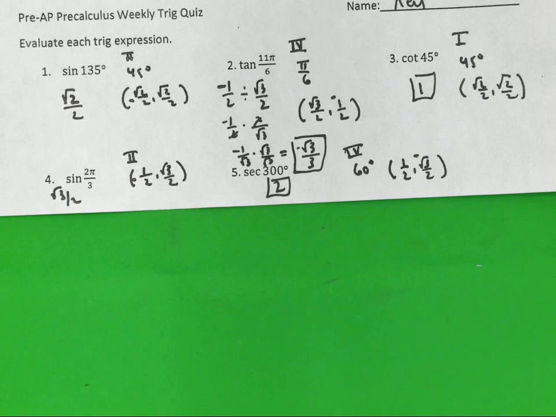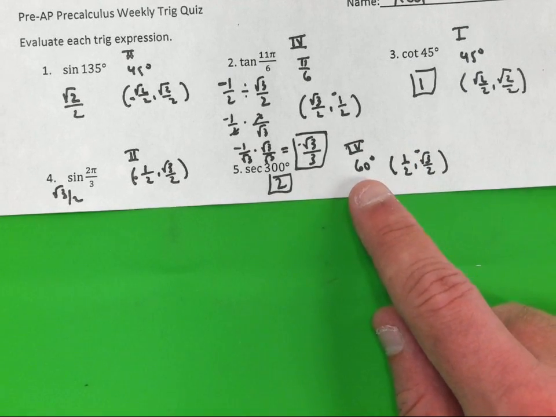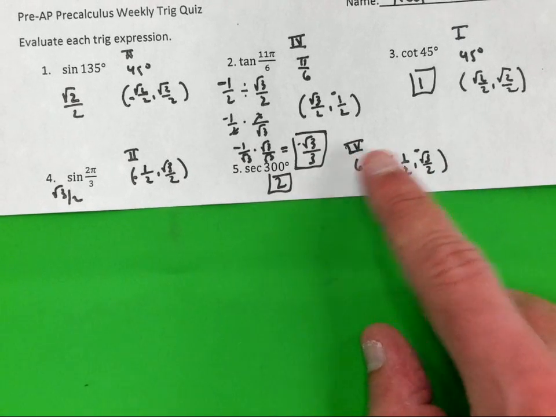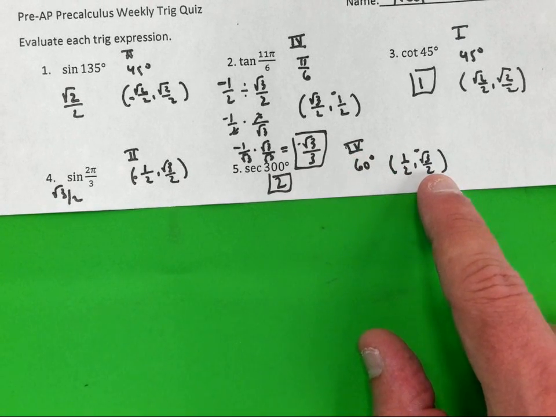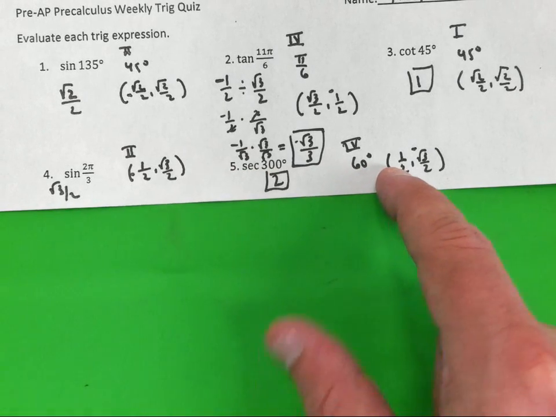Number 5, secant of 300. That is in quad 4. Reference angle 60. Ordered pair associated with 60 is 1/2 comma square root of 3 over 2. So this is in quad 4. Y is negative. Secant is the reciprocal of your cosine. So I flip my 1/2 and I get 2.